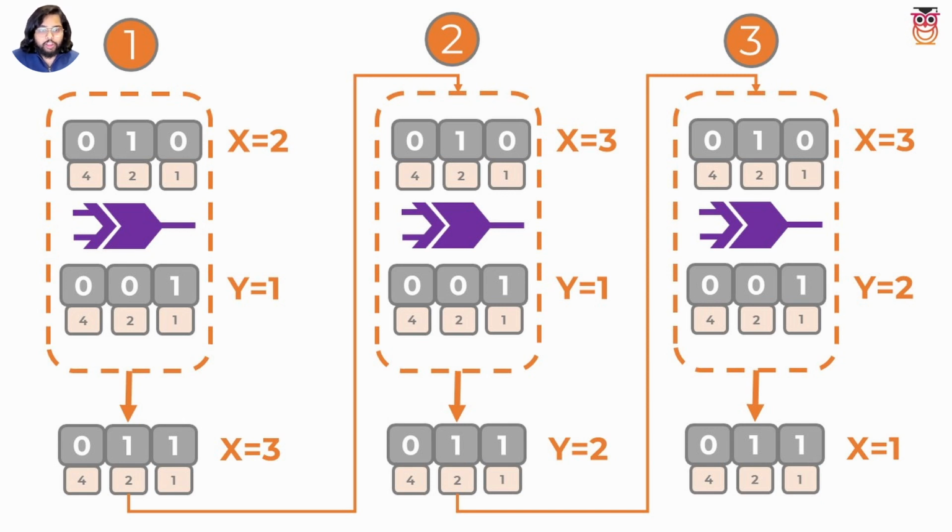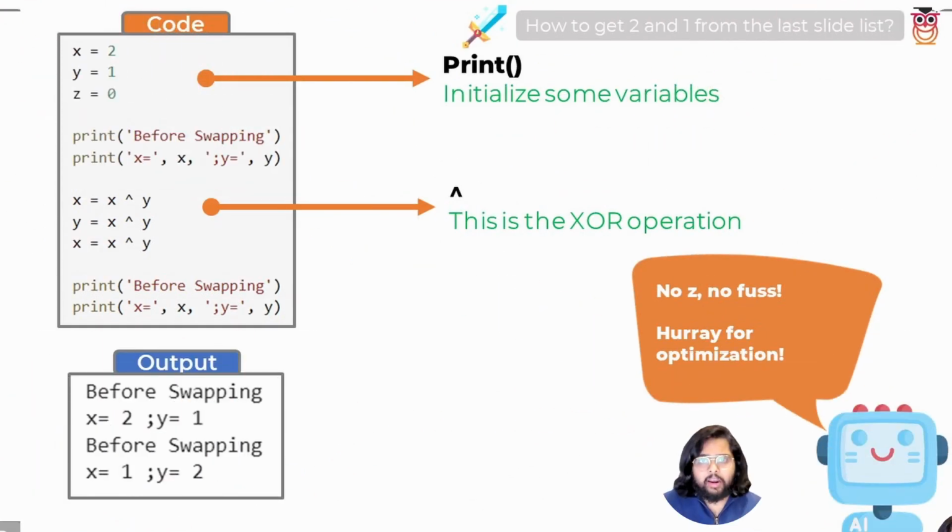So first, you XOR x and y, and then you store the result in x. Then you XOR x and y again, but you store the result in y. And then you XOR x and y and store the result in x again. And voila, see what you got. We don't need an additional variable to swap the values anymore.